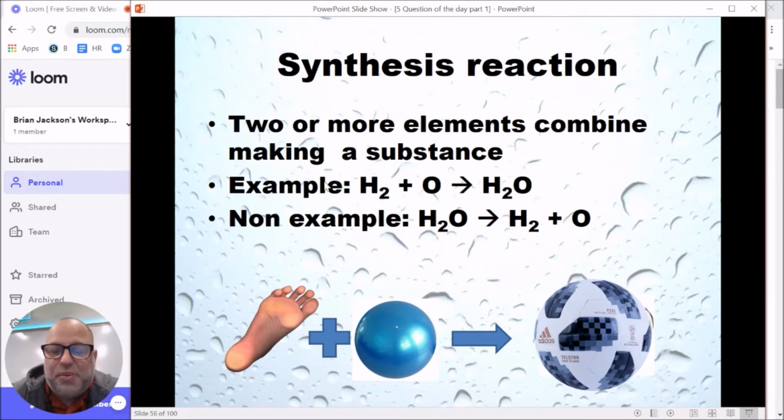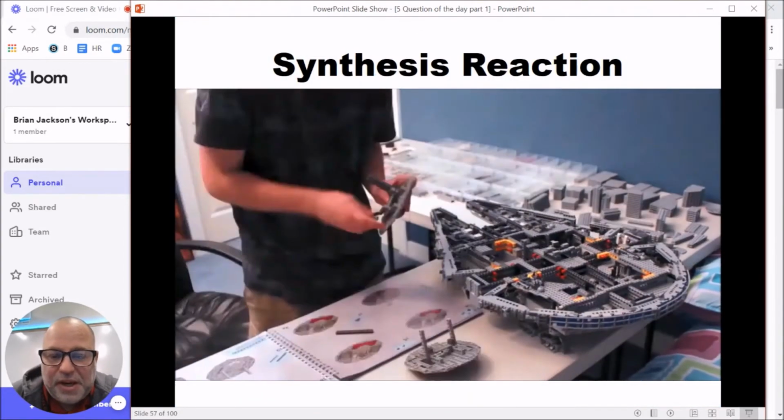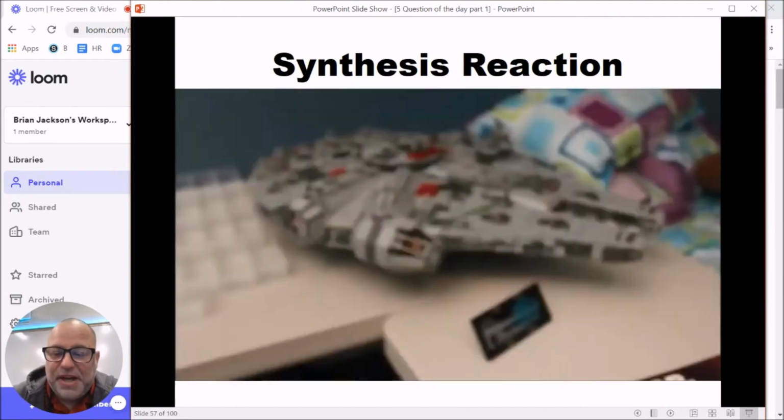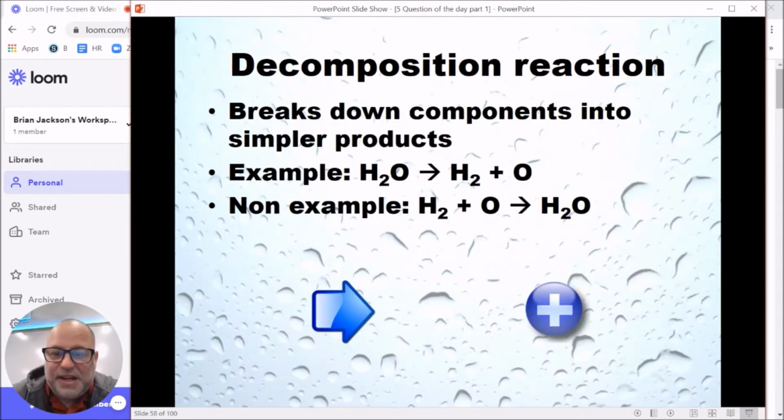In the real chemistry world, as an example, let's say you have hydrogen. Let's say two hydrogens over here, plus an oxygen. I bet you see where this is going, right? That yields H2O. That's a synthesis reaction right there. Pieces coming together to make a whole thing. Or how about this as a short little video? Here's someone synthesizing something. They have a whole bunch of little tiny pieces coming together to make one really big thing. So that's synthesizing.